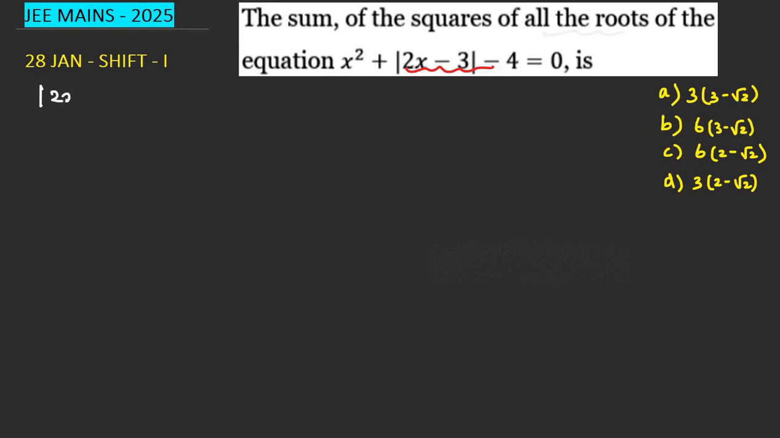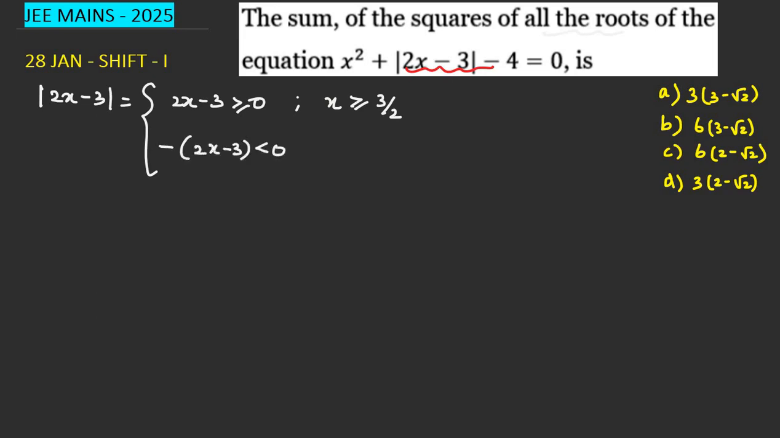Let us find the modulus value first. The modulus of 2x minus 3 can take two cases here: plus (2x minus 3) for all values of x greater than or equal to 3 by 2, equating to 0, and minus (2x minus 3), which is less than 0, which can be written as 3 minus 2x for x less than 3 by 2. Now case 1, the first case, when x is greater than or equal to 3 by 2, we apply this modulus value here.